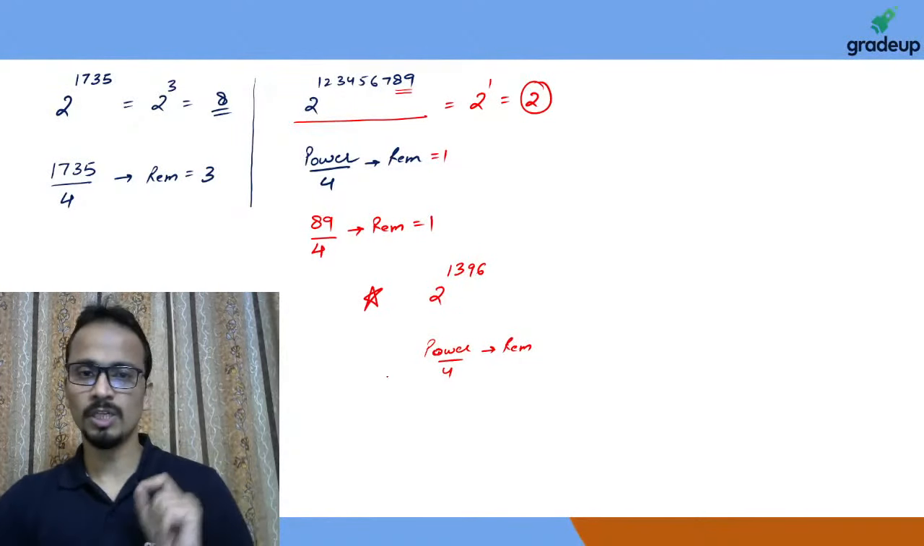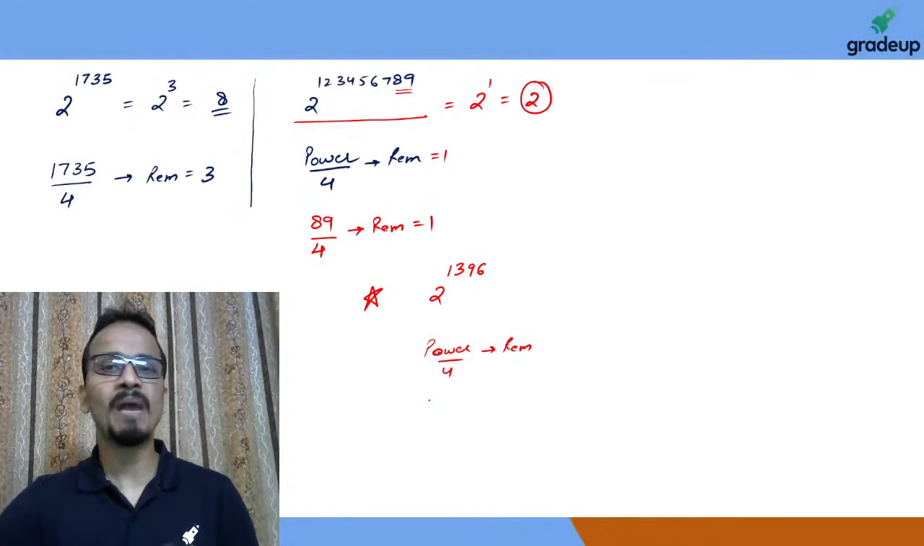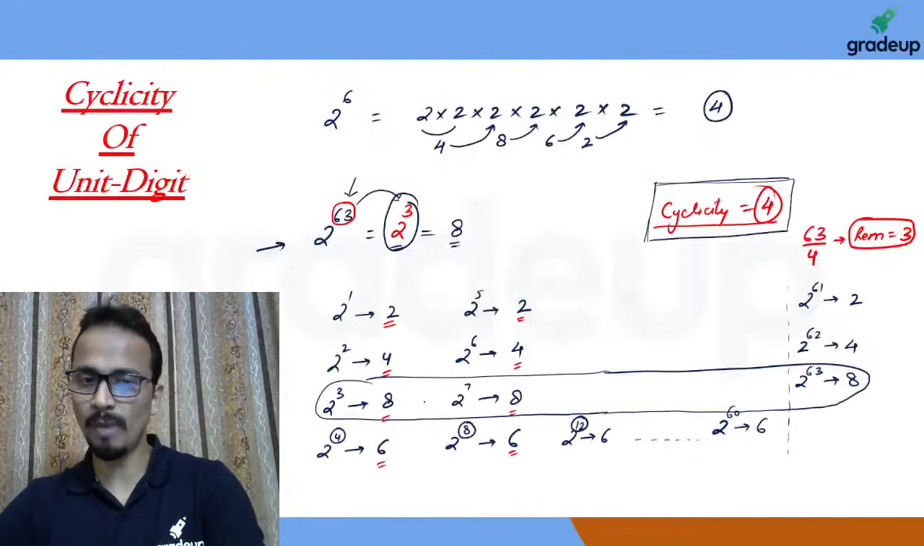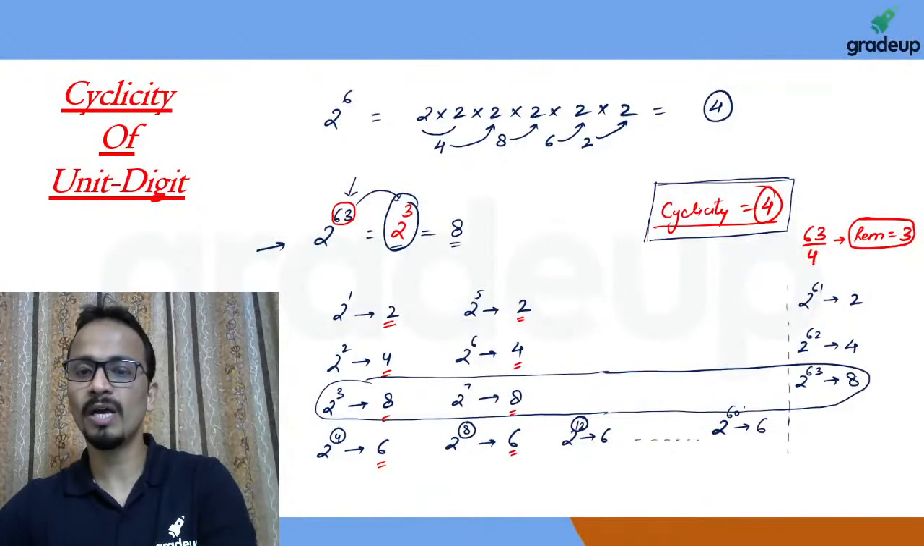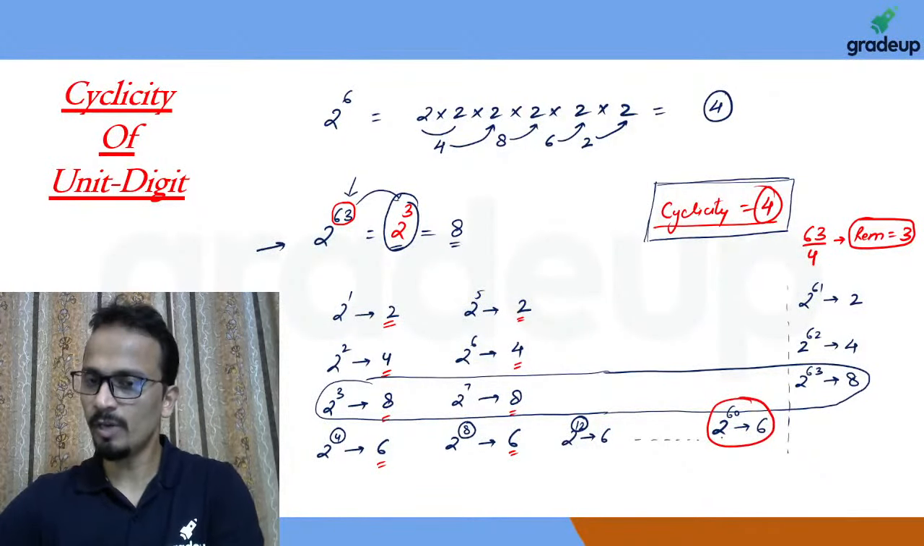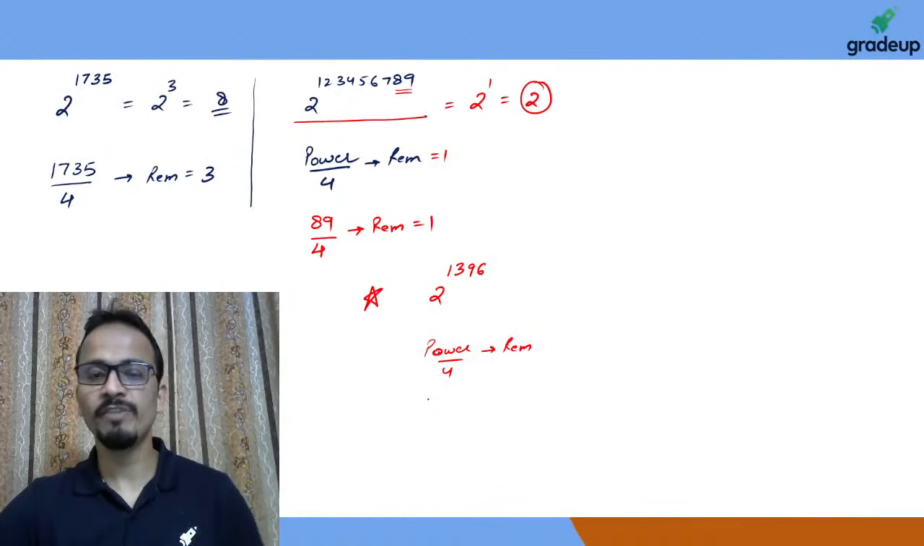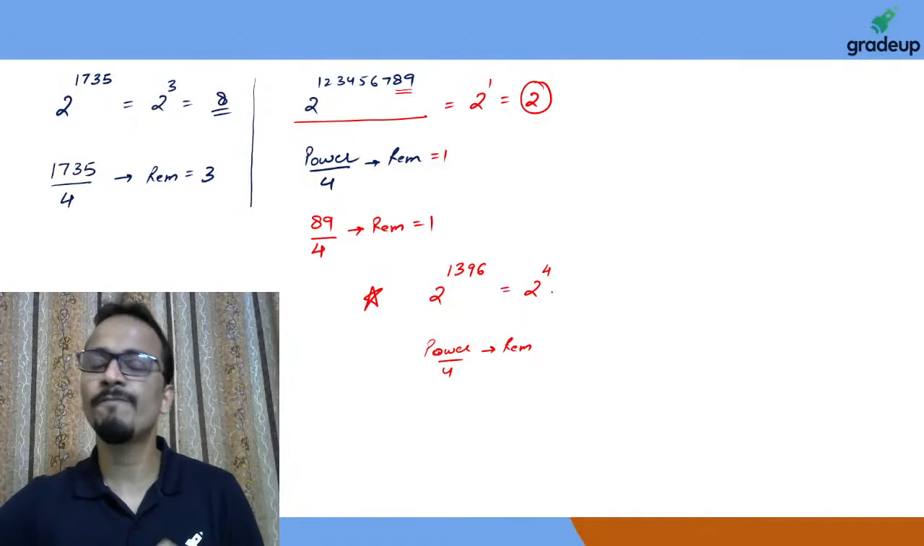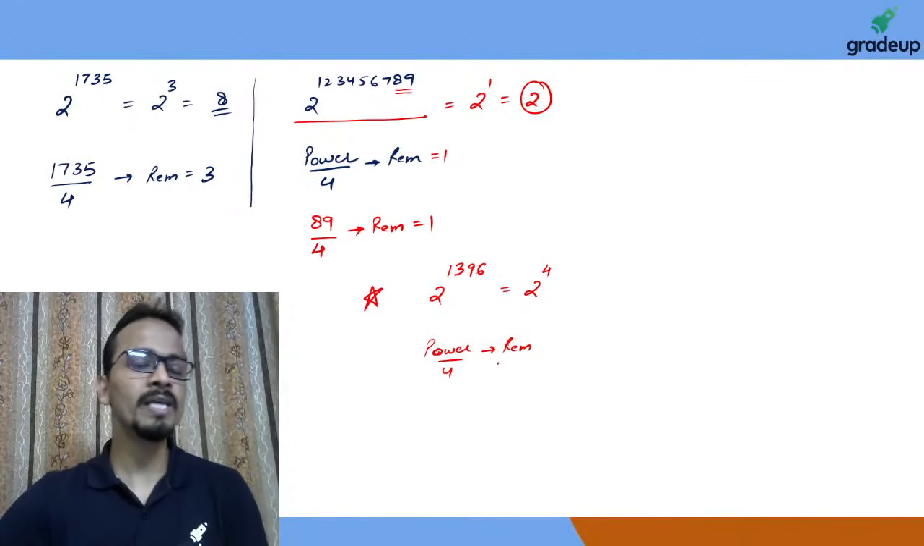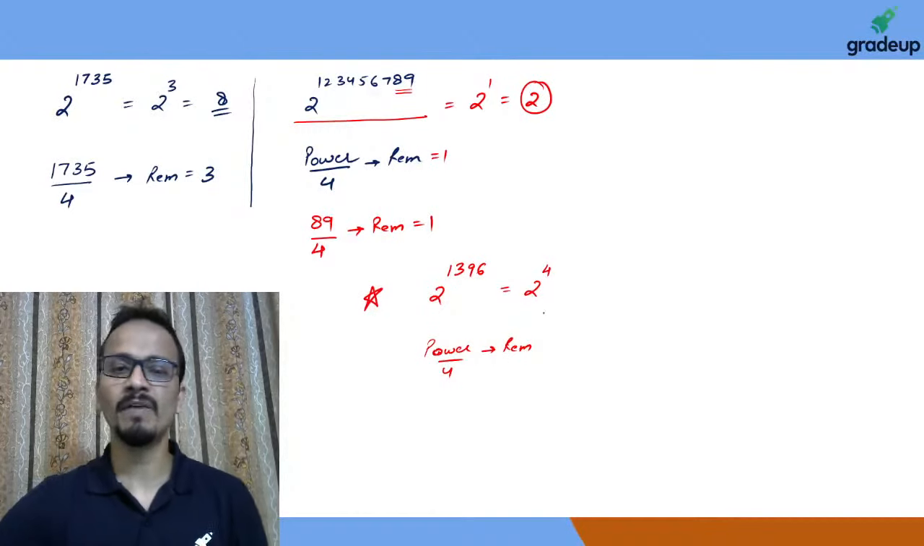So the important thing is whenever the power is a multiple of 4, let's say 60, we can say that the unit digit here is decided by 2 raised to the power 4. So the important point here is whenever the power is a multiple of 4, we'll not write the remainder, but we'll write the power as 4 only. Instead of calculating the remainder in this case, we'll directly write the power as 4.